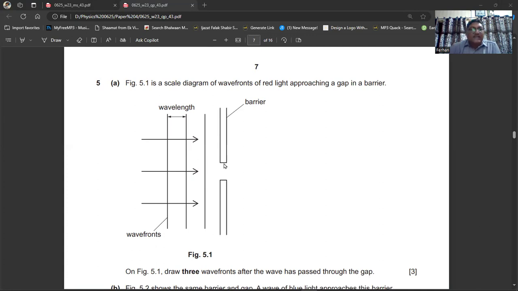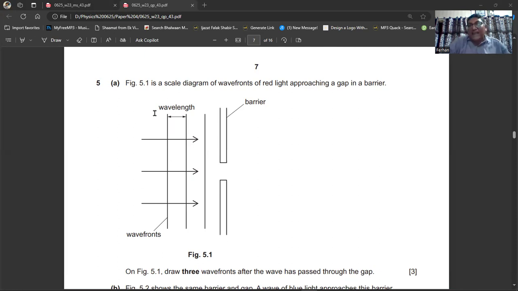And if you look at this gap, it is either equal to this wavelength or smaller than that. So when these wavefronts, which are straight wavefronts, pass through this gap, what will happen? They will convert into perfect semicircular wavefronts. So they will convert into circular wavefronts. So how will I draw them?